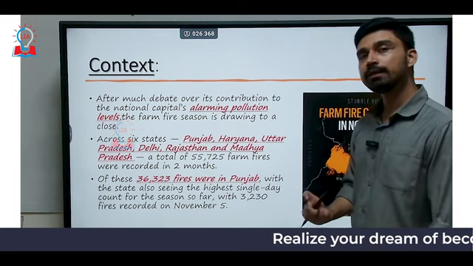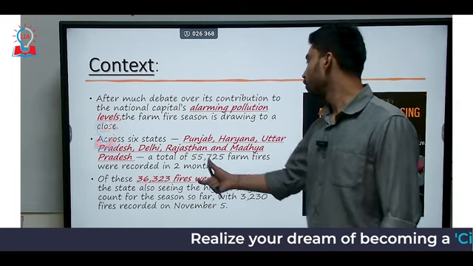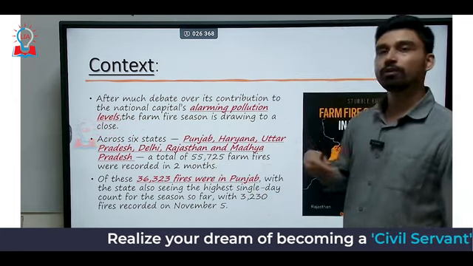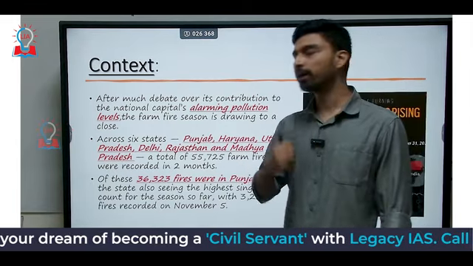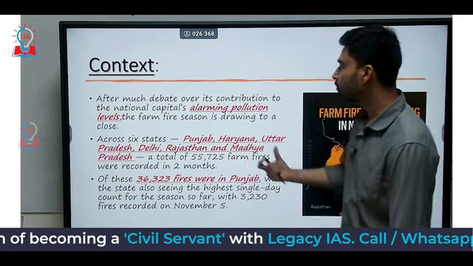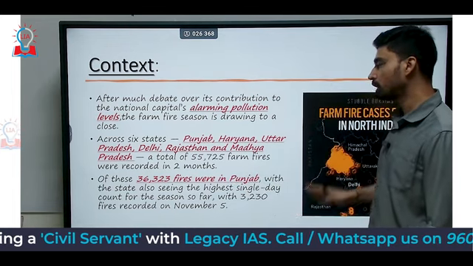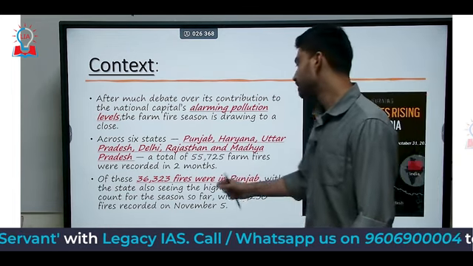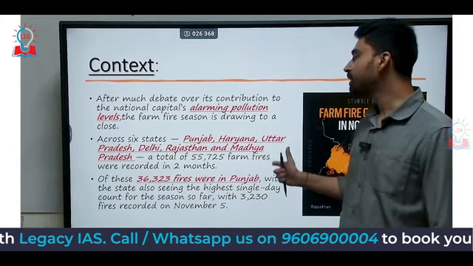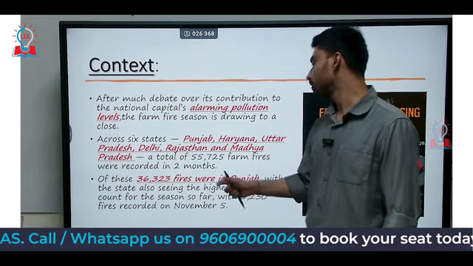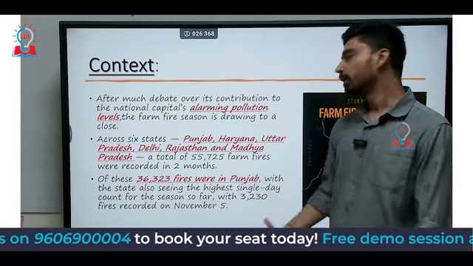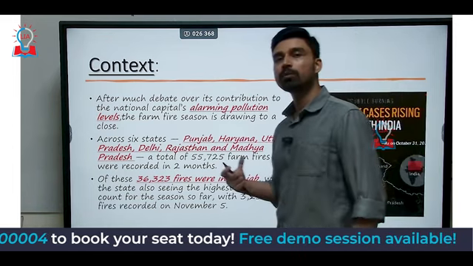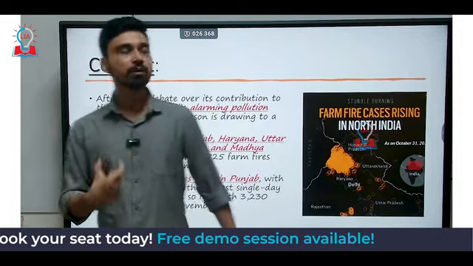And you can understand the contribution of Punjab from here, because out of these 56,000 farm fire incidents, because it is deliberate fire, 36,323 fires were only in the state of Punjab. Not only that, the state also has seen its highest single day count for the fire in this season so far, with 3,230 fires recorded in a single day, on the 5th of November.